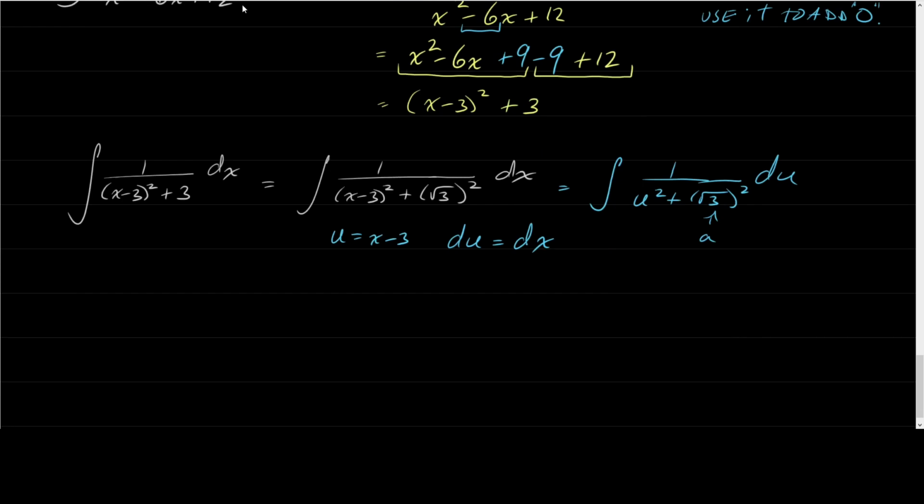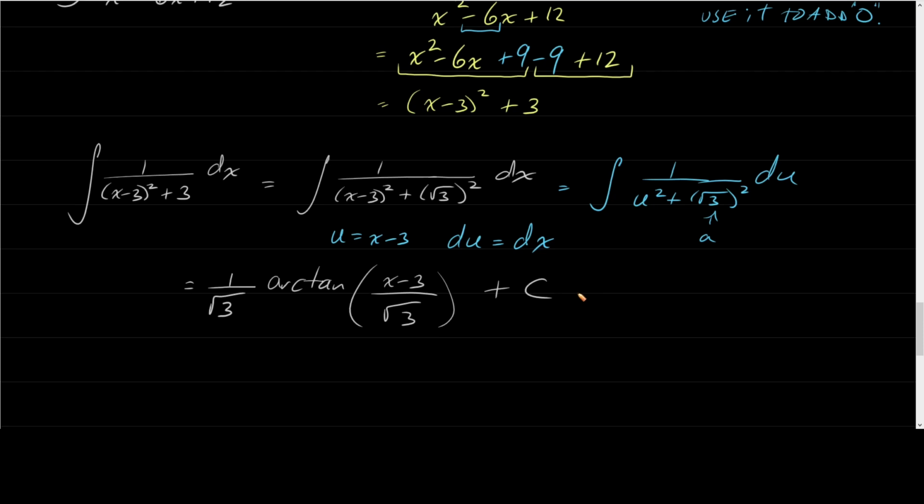And because of the plus sign, that tells me right away that we're working with arctan. So it's 1 over a, so 1 over the square root of 3, times arctan of u over a, so x minus 3 over radical 3, and all of that plus c. And that's what we end up with.